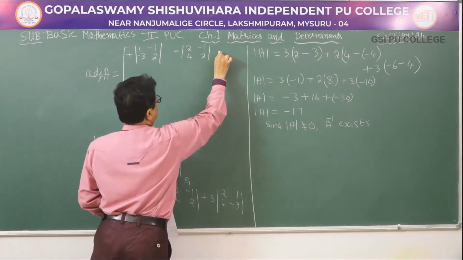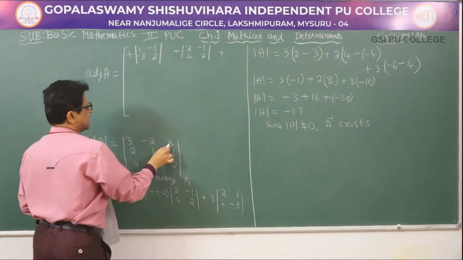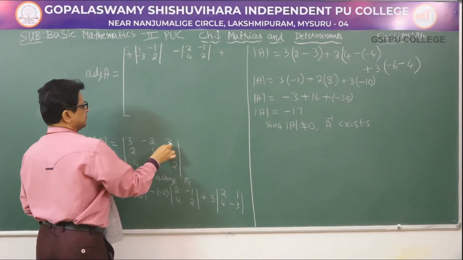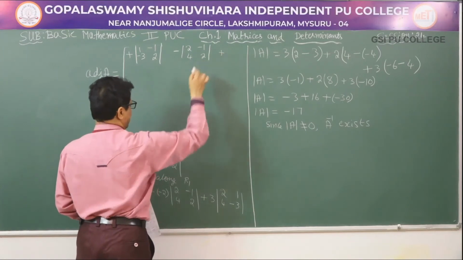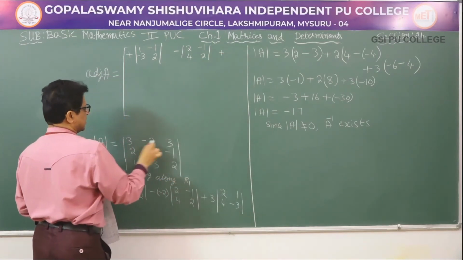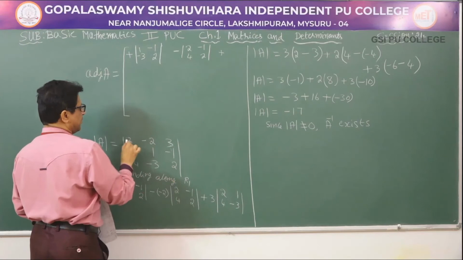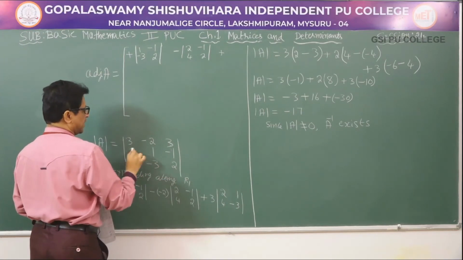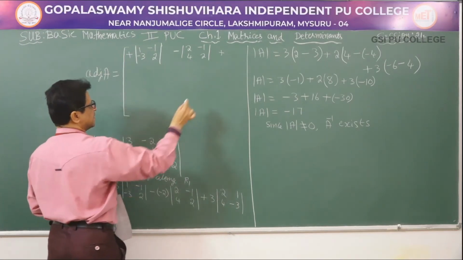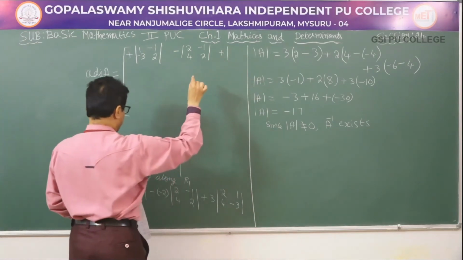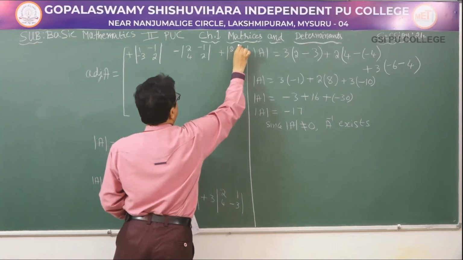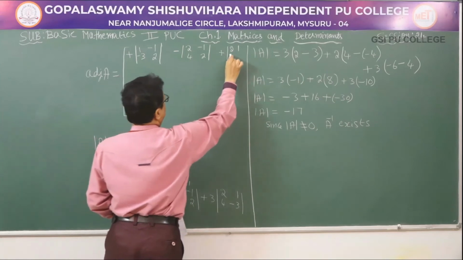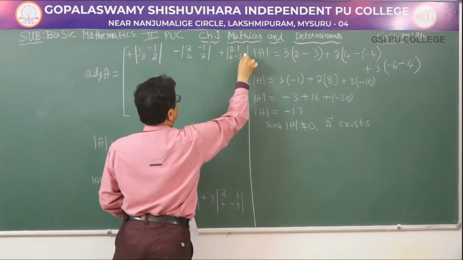Next we shall put plus. We find the cofactor of 3. First we shall put the sign plus. 3 lies in the first row and third column. We eliminate the first row and third column and take the determinant of the remaining elements. That is plus determinant of 2 1 4 minus 3.